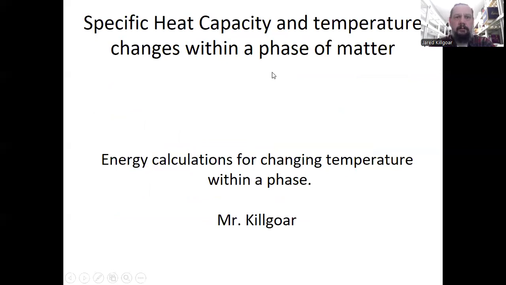Guys, so today I'm going to talk about specific heat capacity and temperature changes within a phase of matter and the energy calculations associated with that.